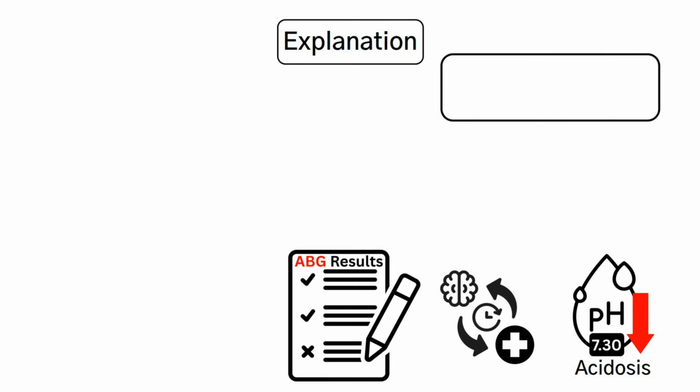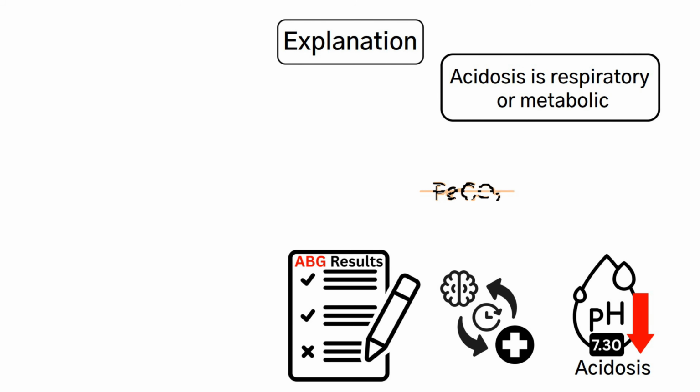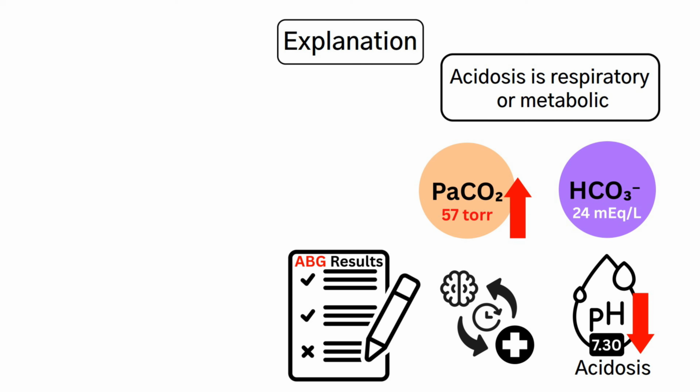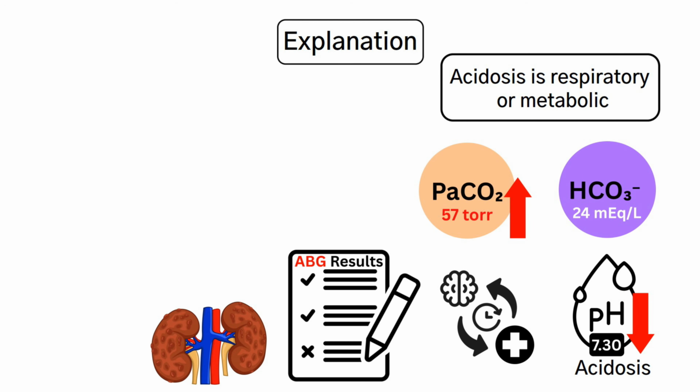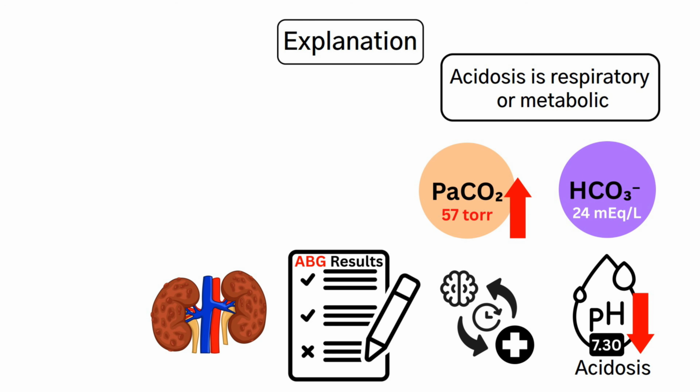Next, we must determine whether the acidosis is respiratory or metabolic. The PaCO₂ is elevated at 57, which is above the normal range. Meanwhile, the bicarb level is normal at 24, meaning the kidneys have not yet begun compensating. This combination confirms that the disturbance is respiratory in nature and uncompensated.